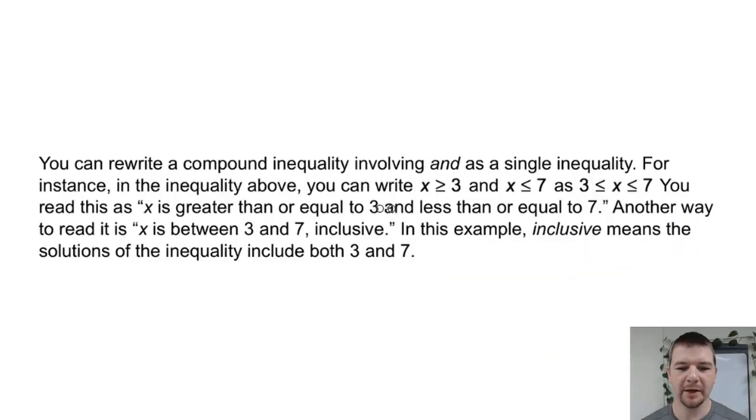You can rewrite a compound inequality involving and as a single inequality. For instance, in the inequality above, you can write x is greater than or equal to 3 and x is less than or equal to 7 as 3 is less than or equal to x is less than or equal to 7. You read this as x is greater than or equal to 3 and less than or equal to 7. Another way to read it is x is between 3 and 7 inclusive. In this example, inclusive means the solutions of the inequality include both 3 and 7.